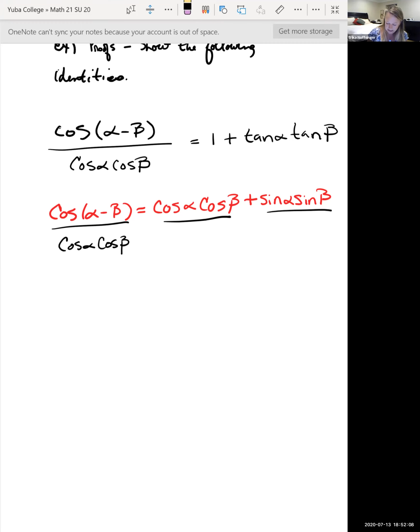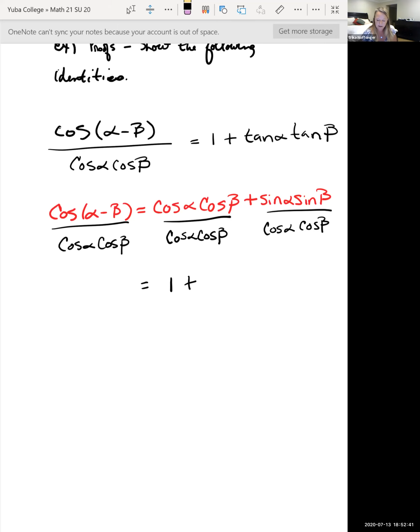So if you don't mind, let's break that up as two separate fractions. That's the same thing as the first grouping over our denominator, cosine alpha cosine beta, plus our second grouping, sine alpha sine beta, over our common denominator, cosine alpha cosine beta. Well, cosine alpha over cosine alpha cancels as 1. Cosine beta over cosine beta cancels as 1, so we're left with 1.